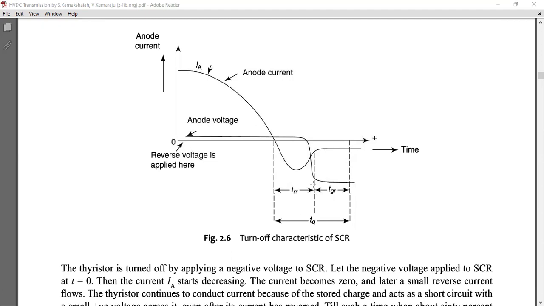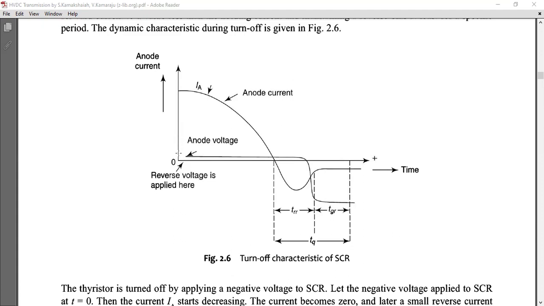Suppose at T equal to 0, I am applying a reverse voltage, a negative voltage, to the SCR. Then the anode current IA will start decreasing like this. It starts decreasing, and later it goes to the reverse direction.